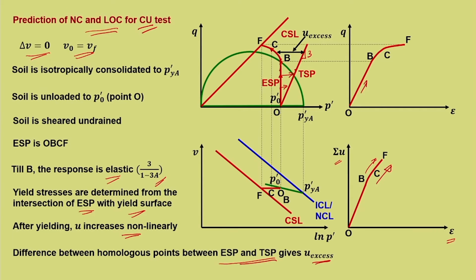So, U excess at yield, U excess at failure, everything can be predicted merely looking at the figure and determining the total and effective stress corresponding to that. For example, if you want to determine what is the U excess at this particular point, that is the yield point P dash y, we need to determine P dash y. So, we know P dash y here is equal to P naught dash. So, this point is known, one can also determine this particular point. So, this difference will give you U excess at yield.